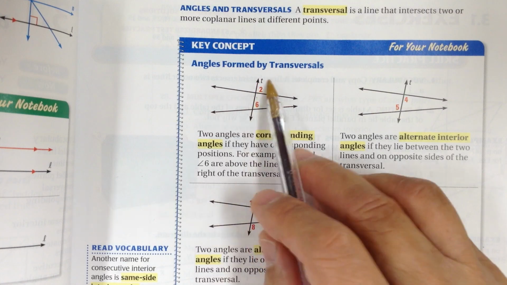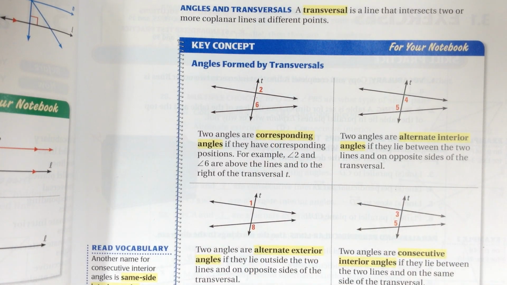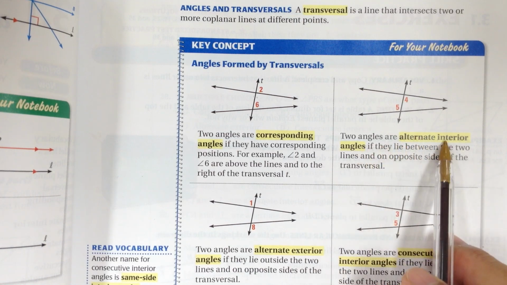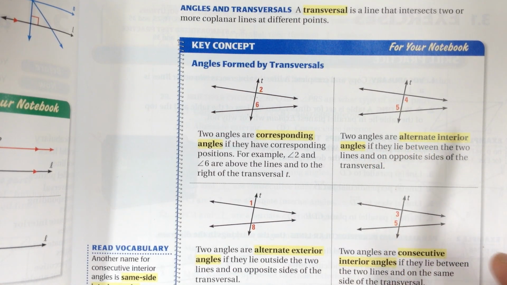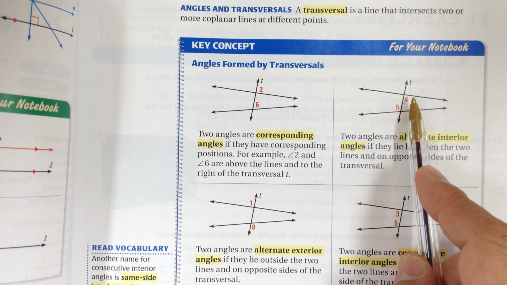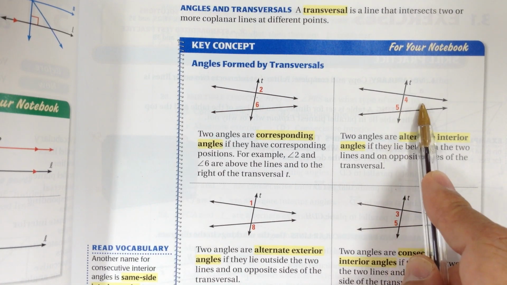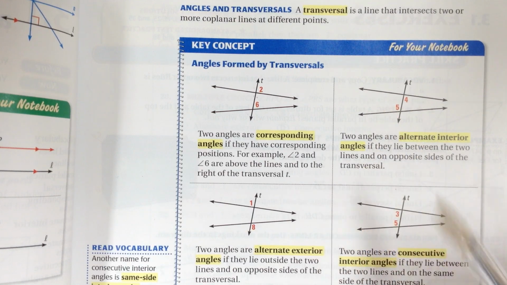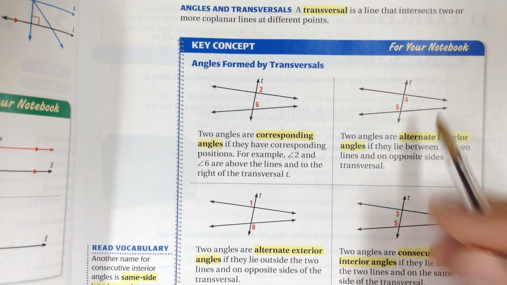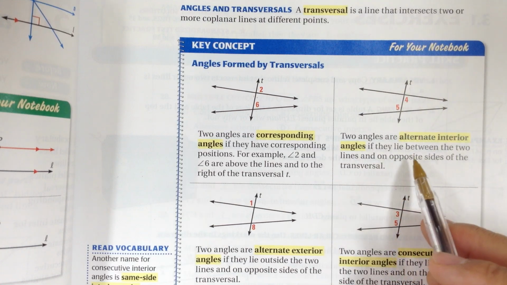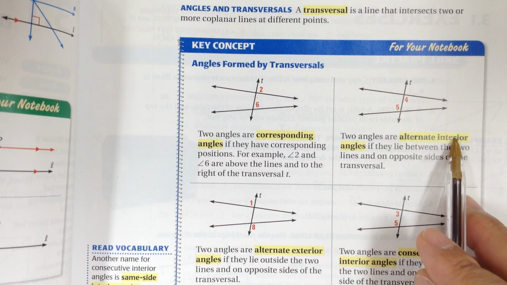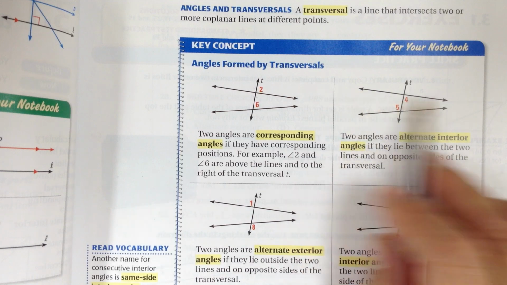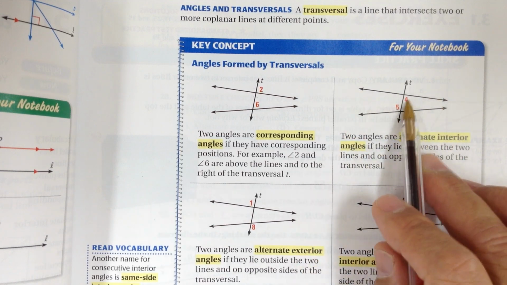So if they are in the same position, that means they are corresponding angles. The next one is our alternate interior angles. Alternate means one angle is on the left side and one is on the right side. So alternate means they're on different sides, and also one is up, one is down. It's called interior because they are inside of the 2 lines. They are in between the 2 lines, so it's inside.